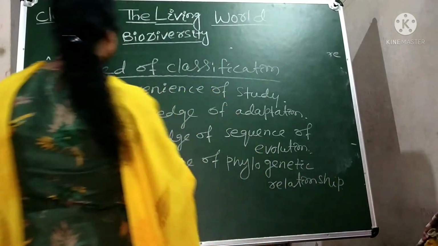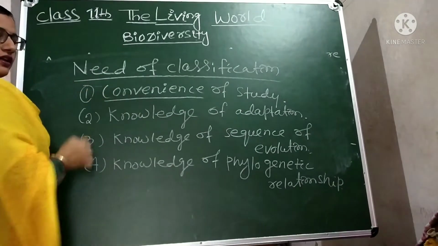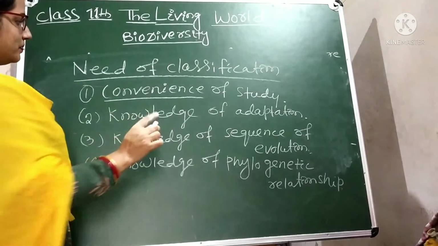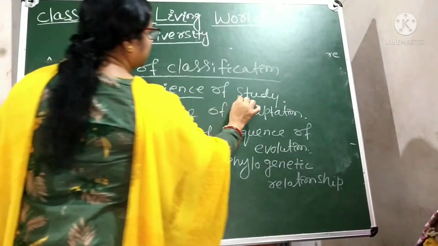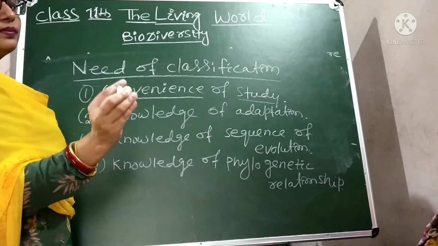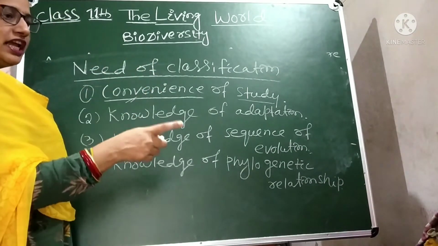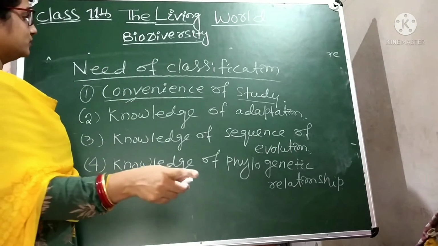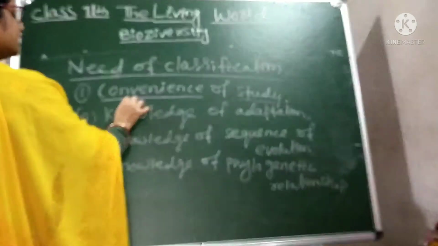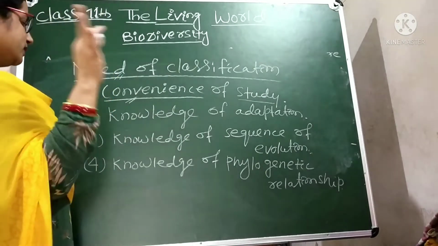Convenience of study. What does the word convenience mean? Easy. In Odia it is सुविधा. Convenience means easy. To study about an organism easily, we have to classify. Okay, the first need of classification is convenience of study.